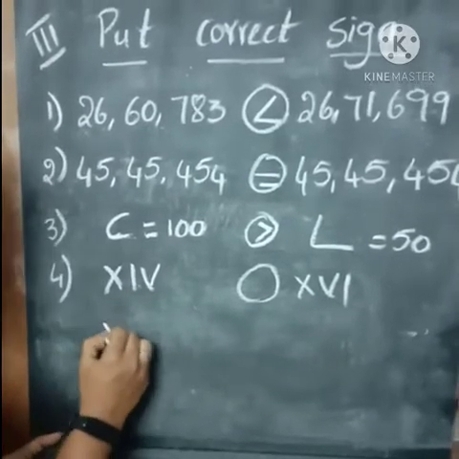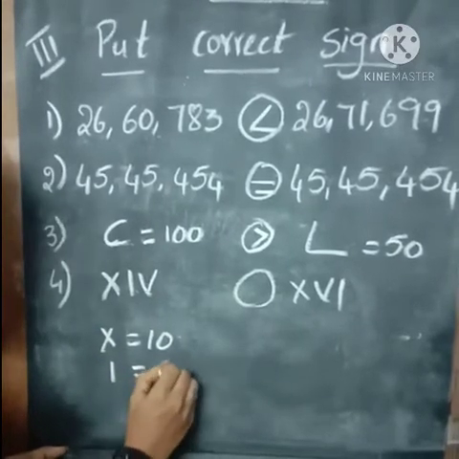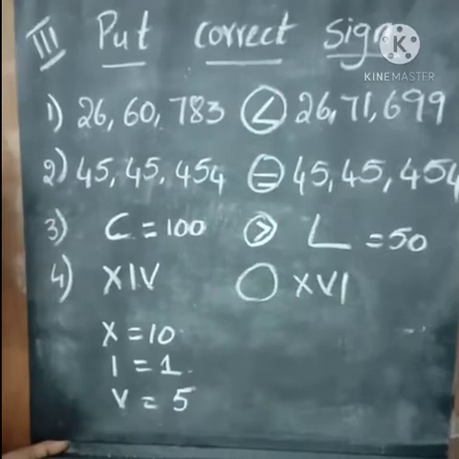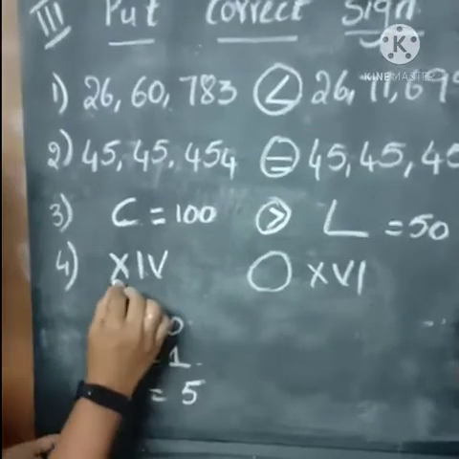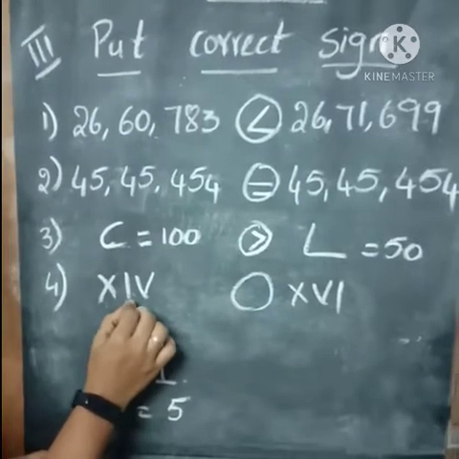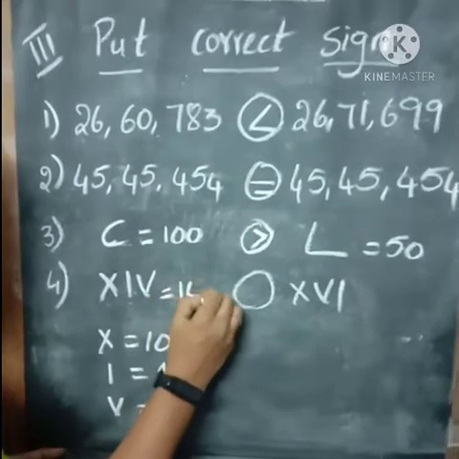X means what is the value? X is equal to 10. I is equal to 1. V is equal to 5. Now tell what is this value? In between two greater numbers, if a smaller number is there, we have to do the subtraction here. So tell what is this number? The number is equal to 14.